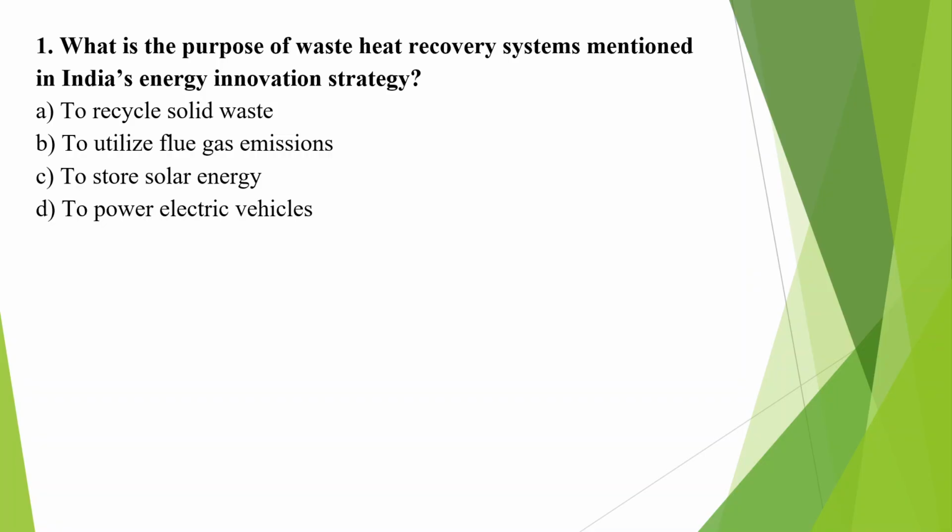It means all the flue gas heat that was being emitted, we have actually utilized and recovered to provide initial heating to the primary fluid. That's why a waste heat recovery system that utilizes flue gas has been mentioned in option B.